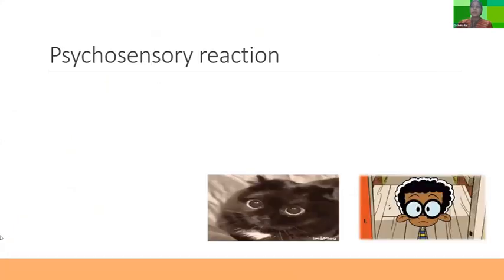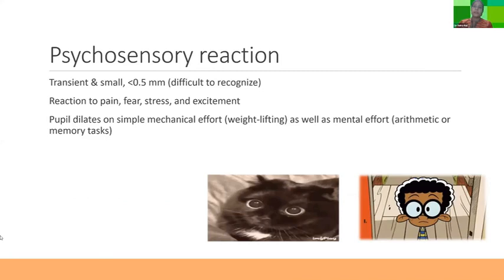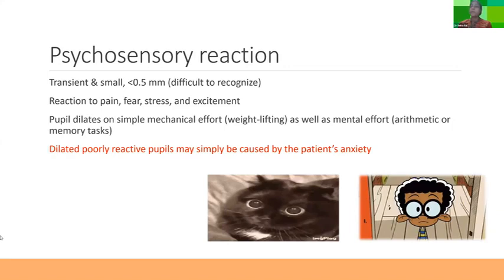Another response is the psychosensory response. This response is again transient, and it is difficult to recognize. The pupils respond to pain, fear, stress, and to mental arithmetic as well as to mechanical efforts. The important thing for us is that a dilated, poorly reactive pupil may simply be a result of the patient's excitement. So we should calm down the patient and recheck again.